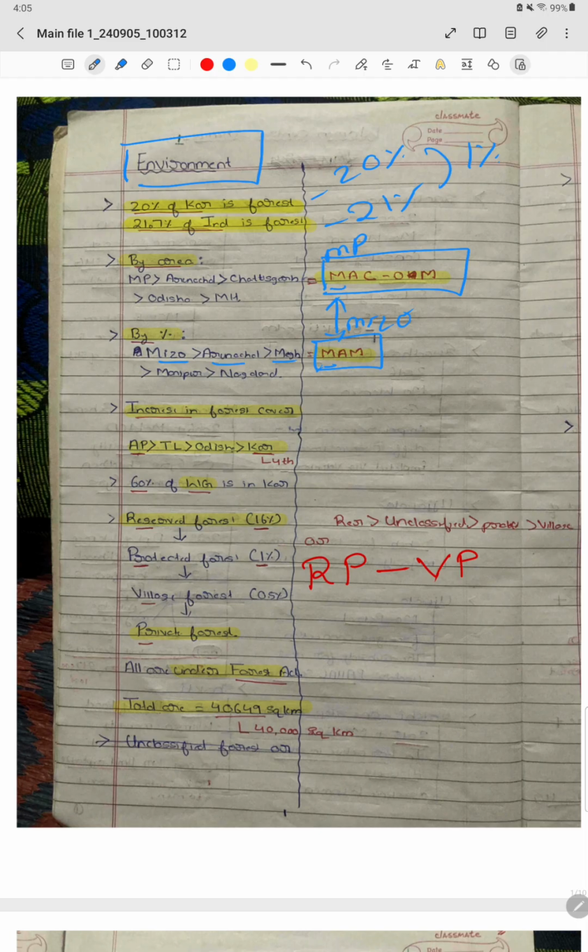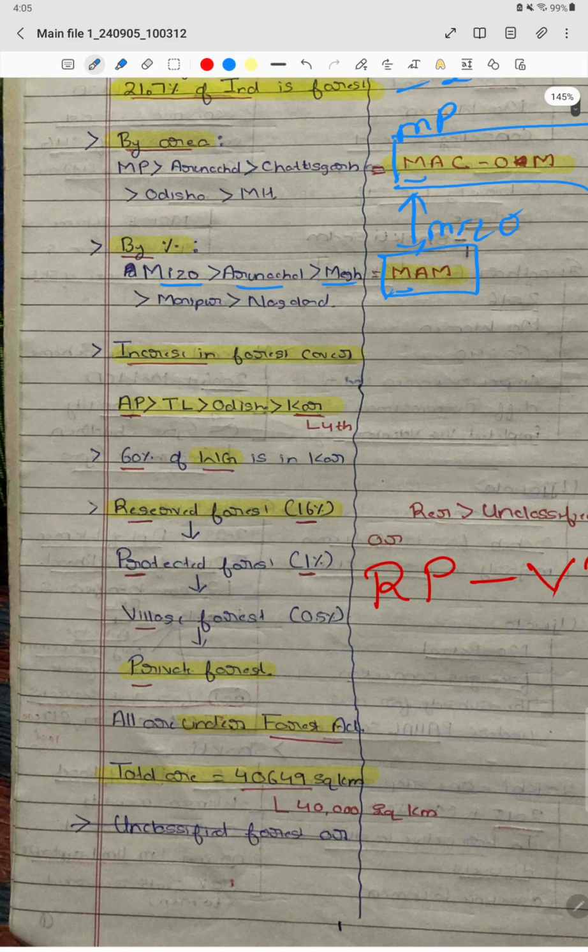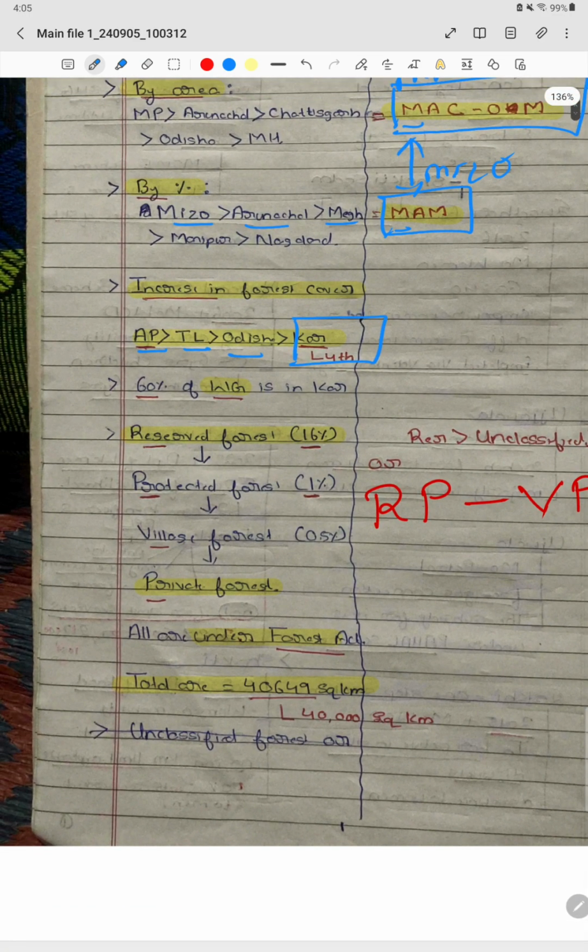Then of course, we are doing many kinds of programs to increase the forest cover, so generally there will be an increase in forest cover. This is also important because Karnataka has got the fourth position in terms of increase in forest. The maximum forest increase was seen in Andhra Pradesh, Telangana, Odisha, and Karnataka is at fourth position.